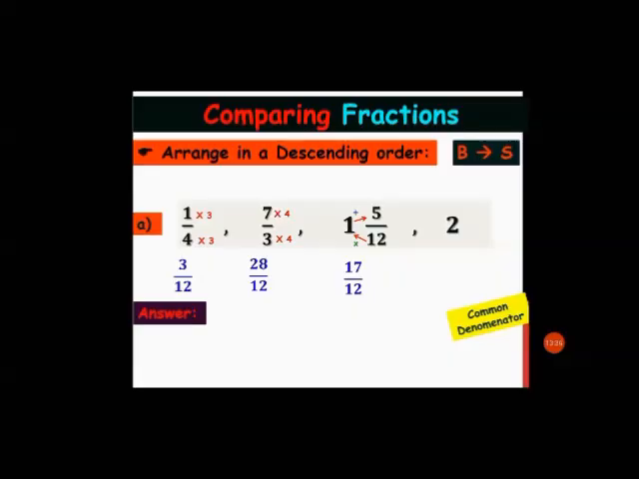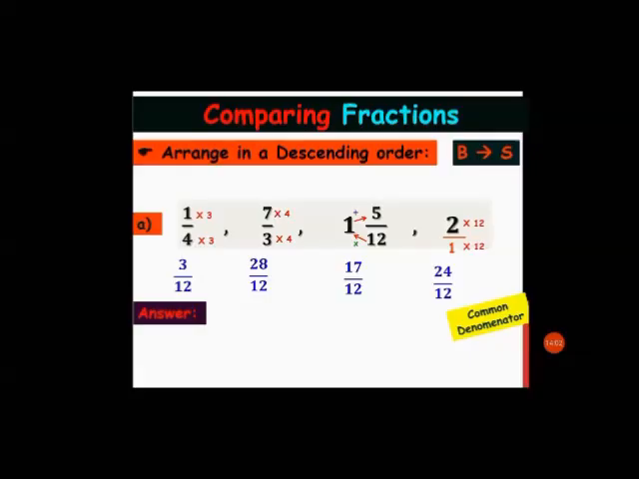What shall I do with the 2? I have to notice that this 2 is basically divided by 1. How do I bring the 1 to be 12, to make the denominator 12? I will multiply the 1 times 12, and whatever I do down, I have to do up. So the answer is 24 over 12. Now all the fractions have the same denominator, 12. Now it's an easy job to compare.